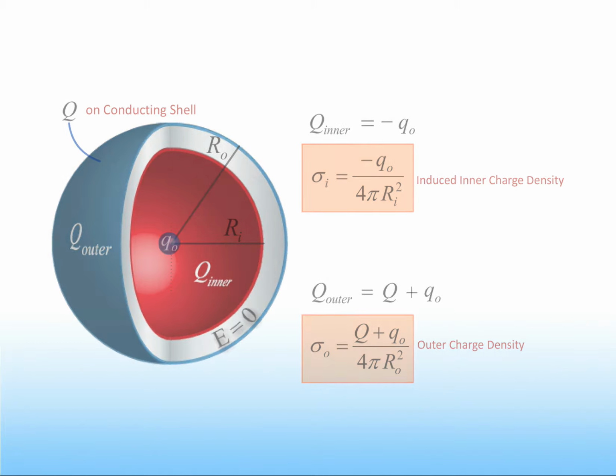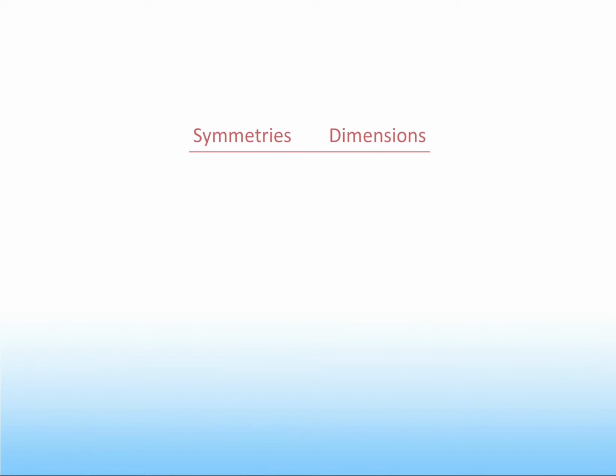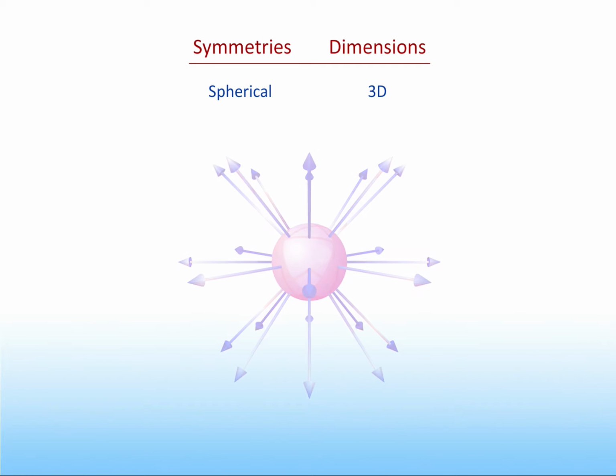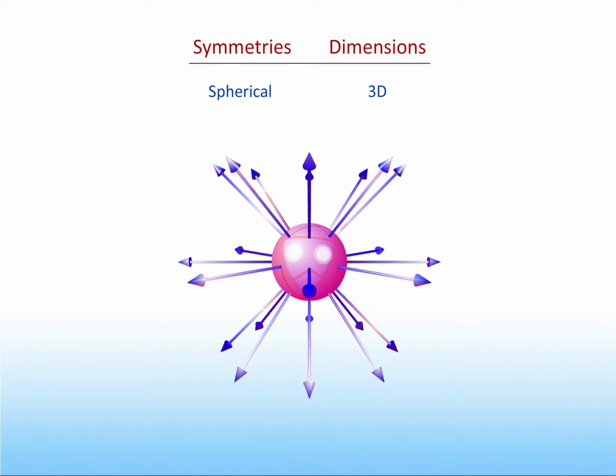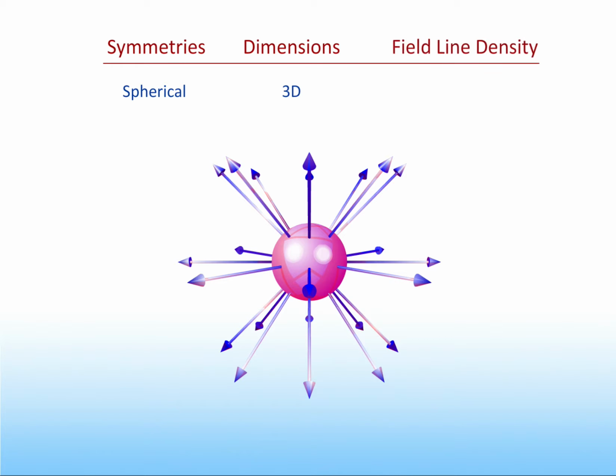We'll end this pre-lecture with a really big idea, namely the strong connection between symmetries and dimensions that underlies all of the specific calculations we did in this pre-lecture. We start with the observation that the field lines produced by spherically symmetric charge distributions expand fully into three dimensions. Their density increases as 1 over the surface area of a sphere, or 1 over r squared.